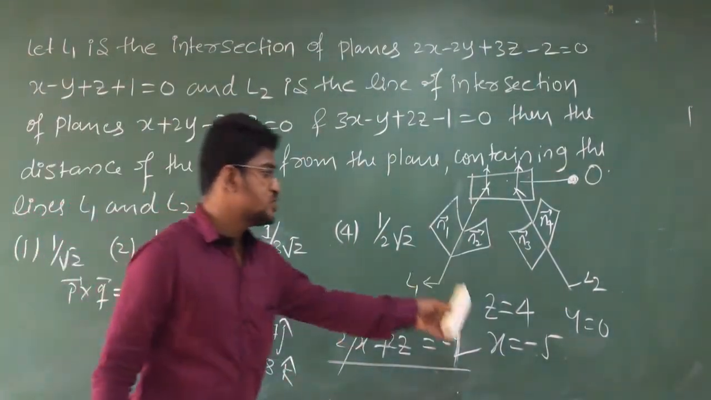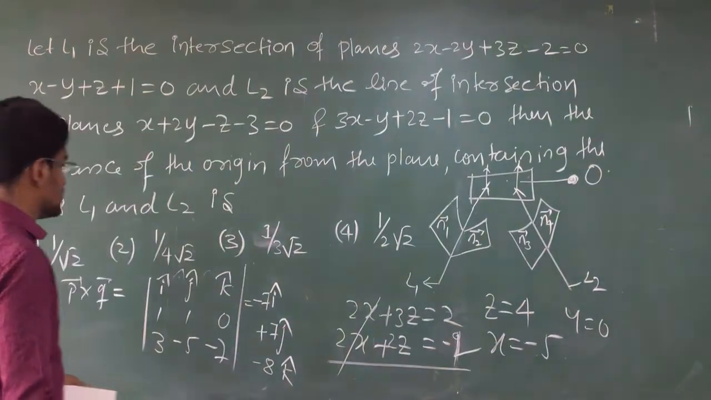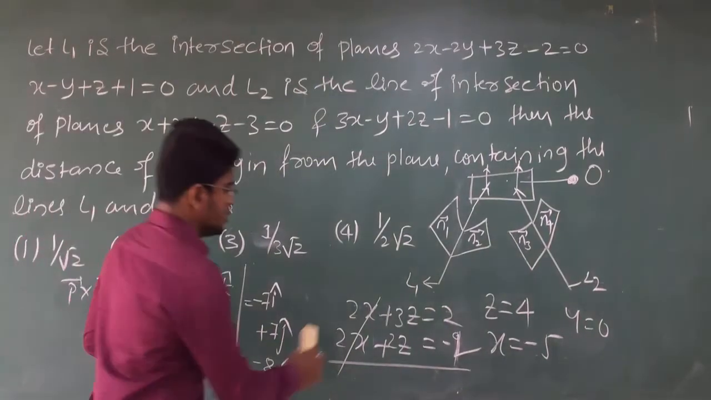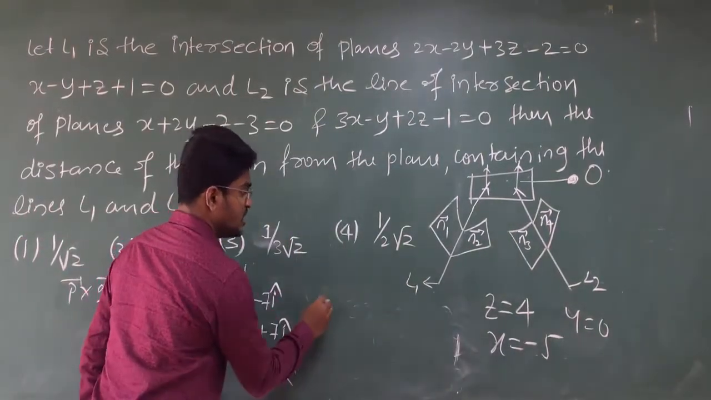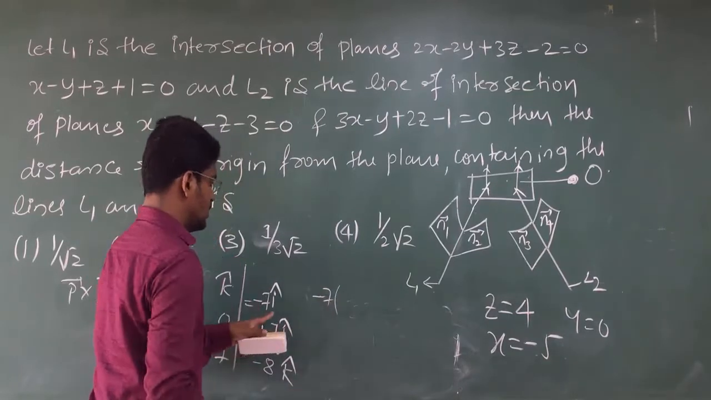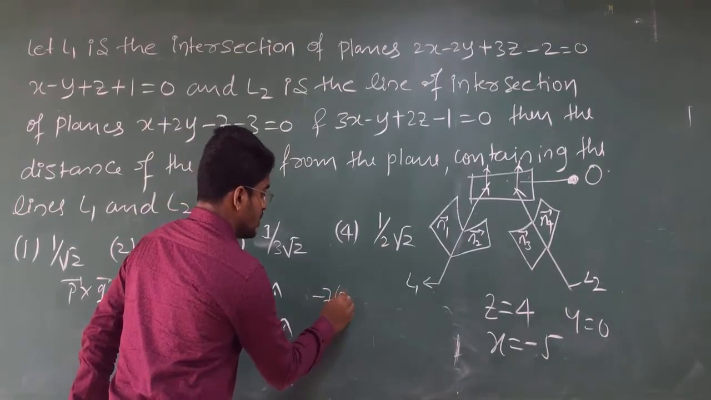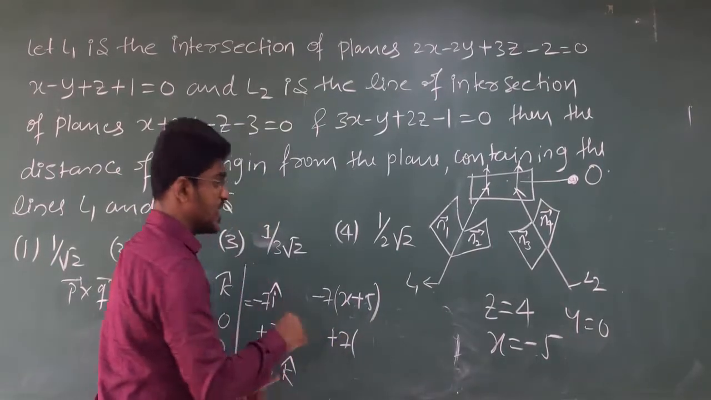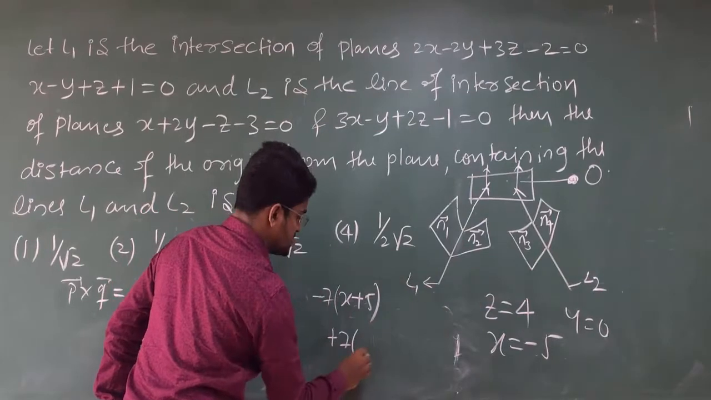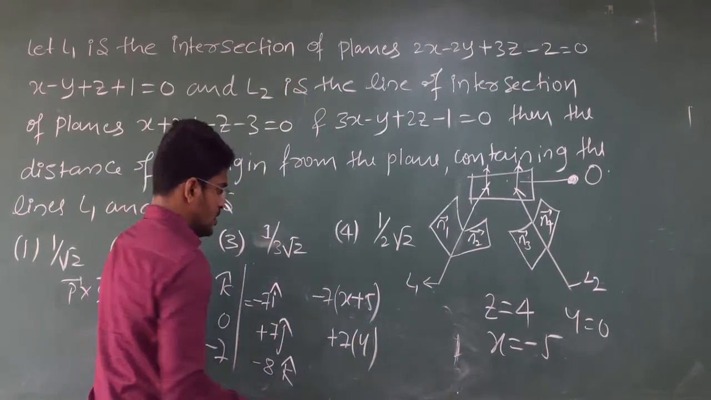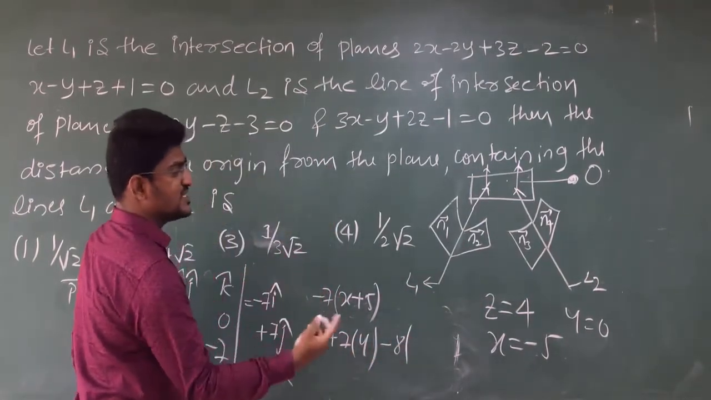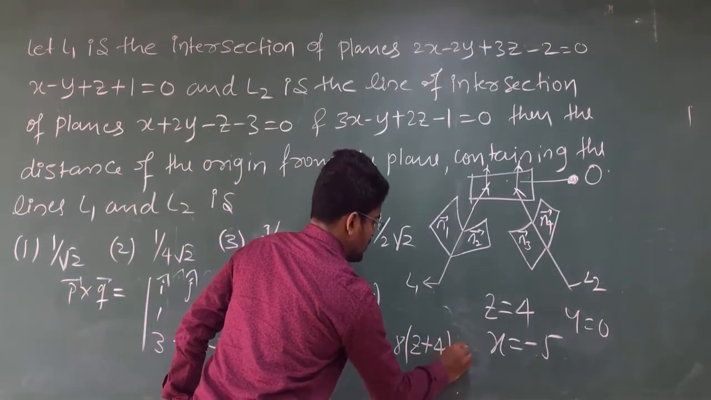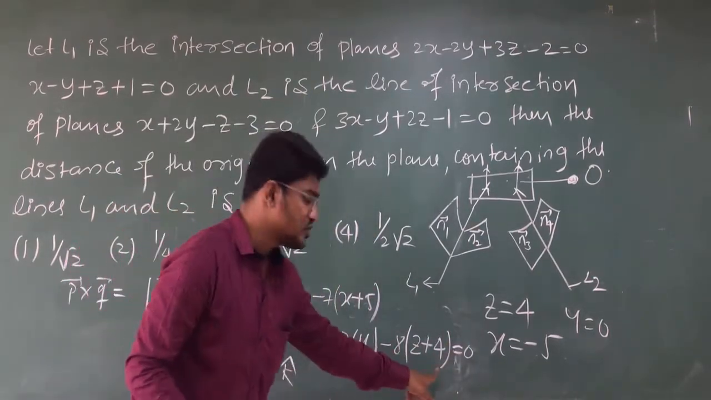You got the a, b, c terms and x1, y1, z1. After getting all these terms, now you have to calculate the distance. See here, that is a into (x minus x1), a term is minus 7, so minus 7 into x plus 5. Next, plus 7 into (y minus y1). y1 term is 0, so this will be y. Minus 8 into (z minus z1). z1 is 4, so z plus 4 will be equal to 0. So this is the equation of plane.